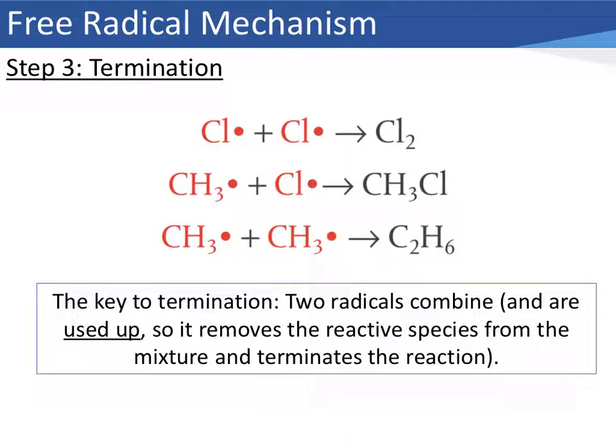The key to termination is that two radicals combine and are used up. And so it removes the reactive species from the mixture and it terminates the reaction. Again, unless the ultraviolet light is still present. But once all the chlorines have been added to the alkanes, the reaction is done even if the UV light is still present.